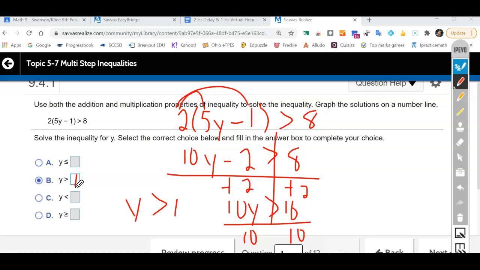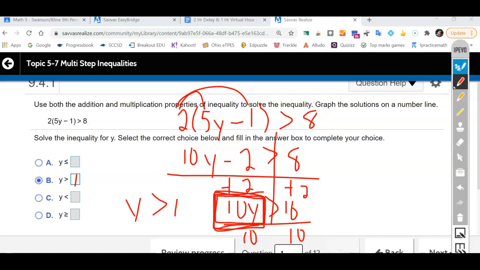Why did I not flip my inequality symbol on this one? Because there was no negative on the 2 parentheses 5y minus 1. Right, with the variable. Remember, the coefficient with the variable has to be negative in order for me to flip my inequality symbol. It was not negative, so I don't flip it on this one. Okay, everybody wrote this down?